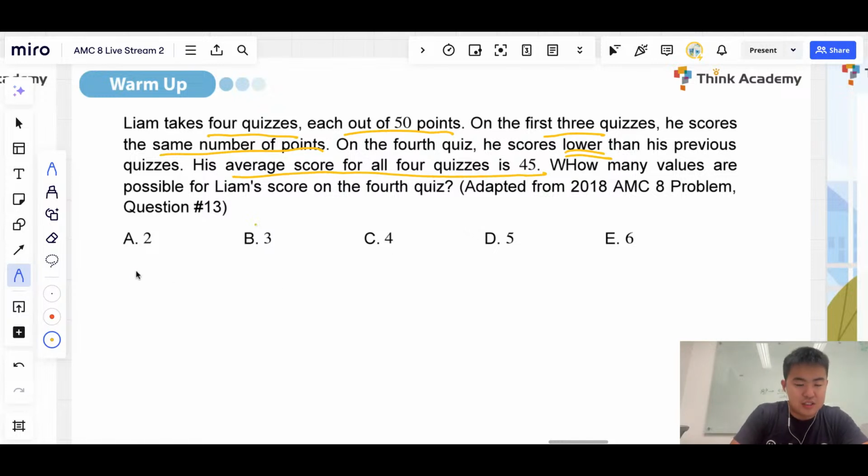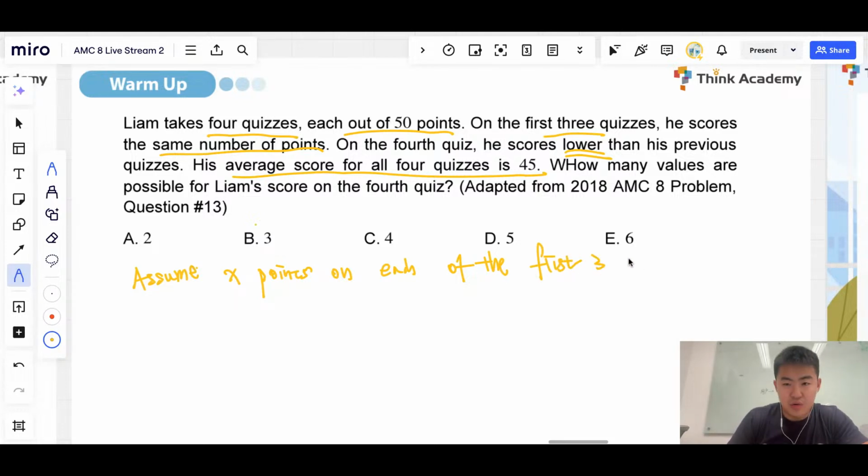So first, let's make an assumption. For this kind of problem, it's usually more convenient if we assign an x to one of the unknowns, so we can set up the equation more conveniently. So assume x points on each of the first 3 quizzes.